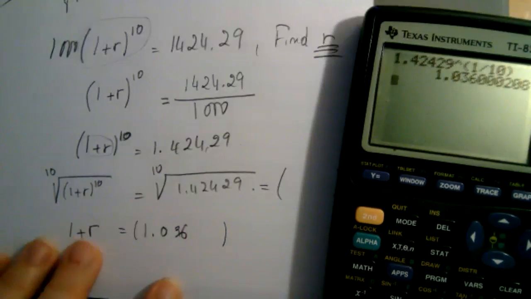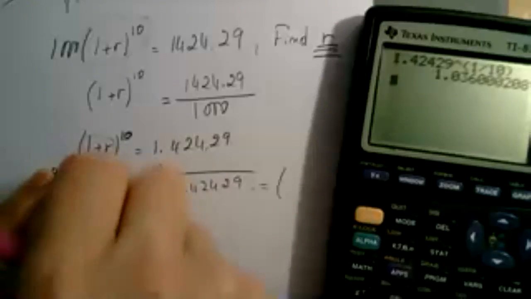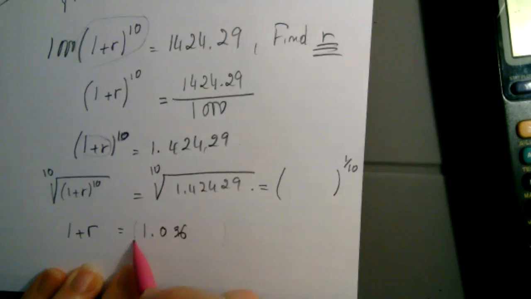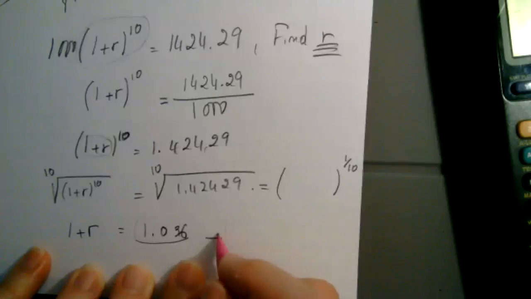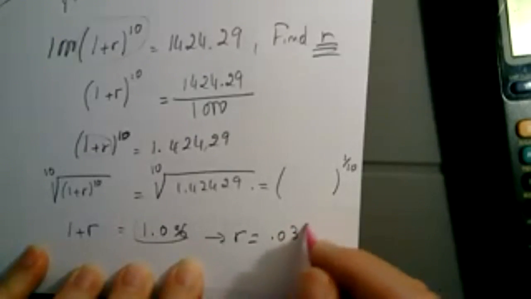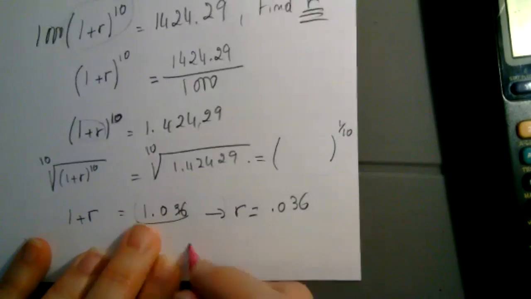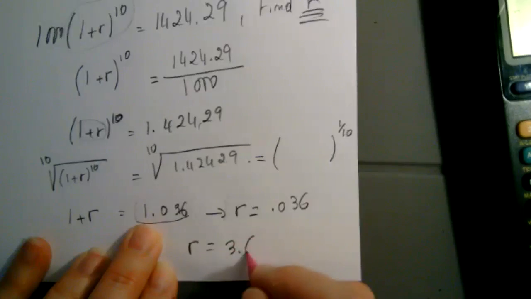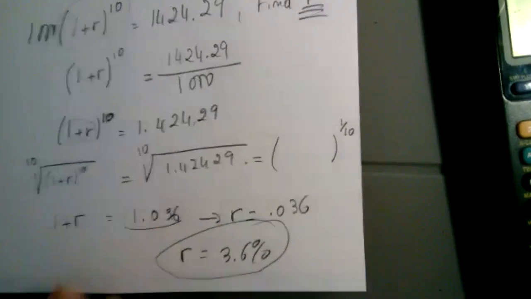So we can stop there because there are 2 zeros. So what is the r? That's basically giving me the growth factor. So my r is, I take away 1.036. It means the interest rate is now, in percent, 3.6%.